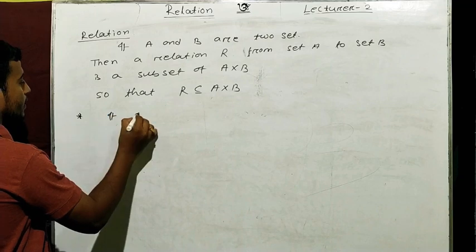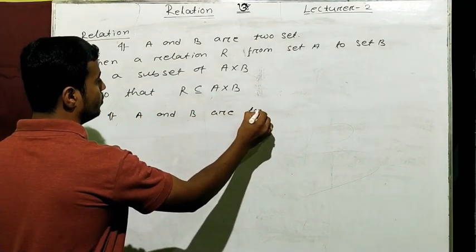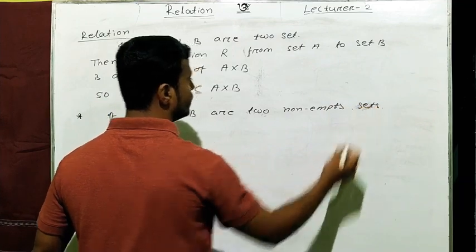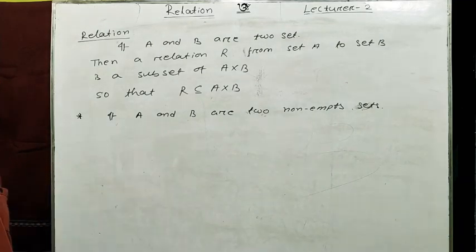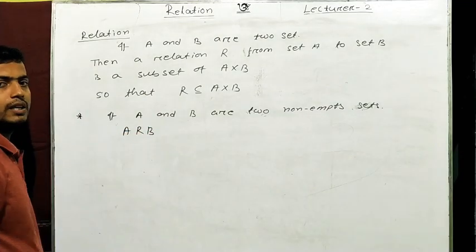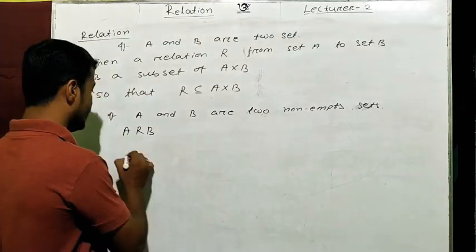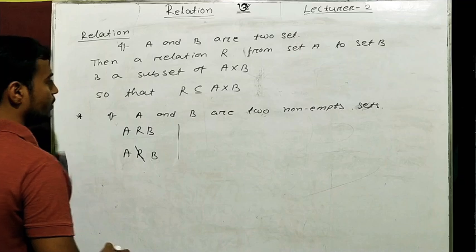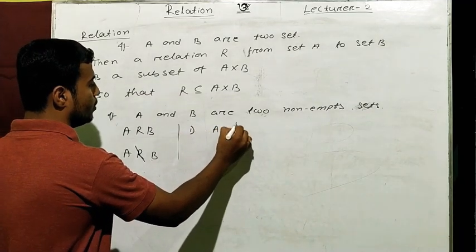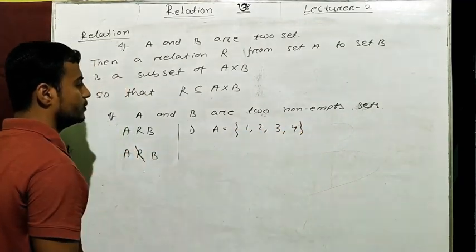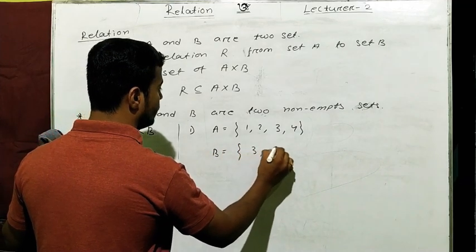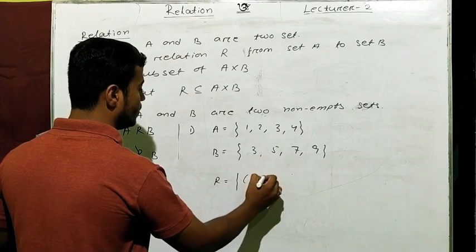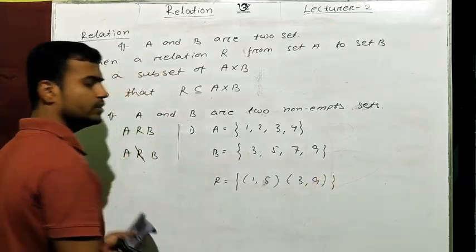First point, if A and B are two non-empty sets and R is the relation from set A to set B, then we can write a related to b. If a is not related to b, then we can write a not related to b. Same, so the example: if A equals 1, 2, 3, 4 and B equals 3, 5, 7, 9 and R is (1, 5), (3, 9), etc. This is also an example.